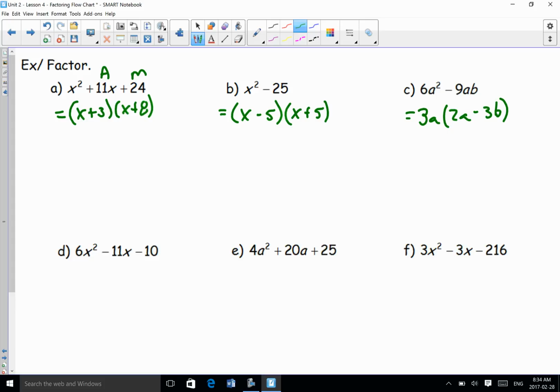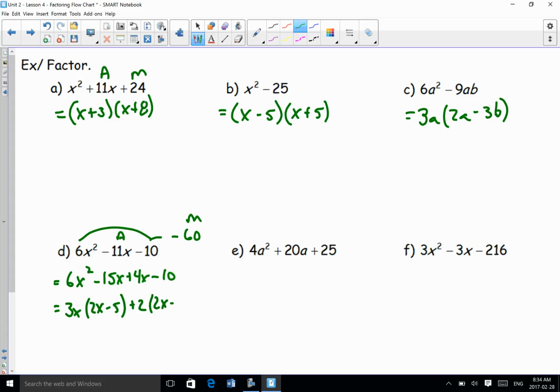D. D is a complex trinomial. 6 times 10 is negative 60. I get things that multiply to that and add to negative 11. The numbers that do that are negative 15x and plus 4. So I replace the middle. I get a common factor now. So split it in half. 2x minus 5. Common factor of 4x and 10 is 2. Left with 2x minus 5. And my common bracket and my leftover stuff.